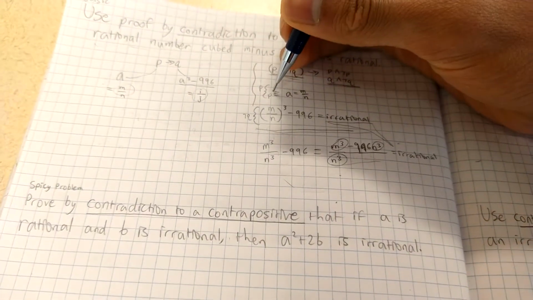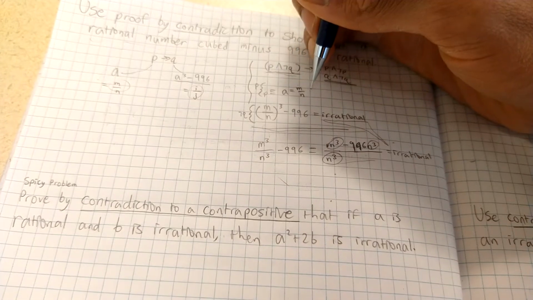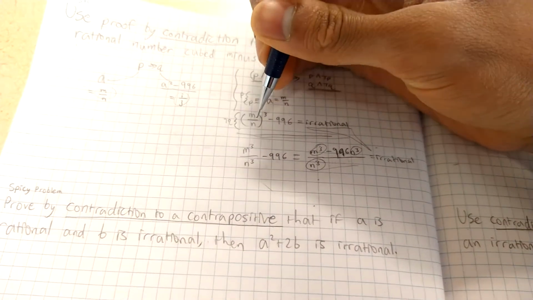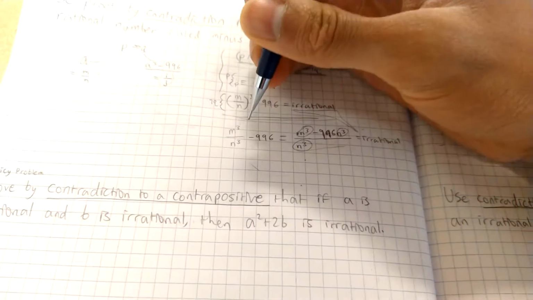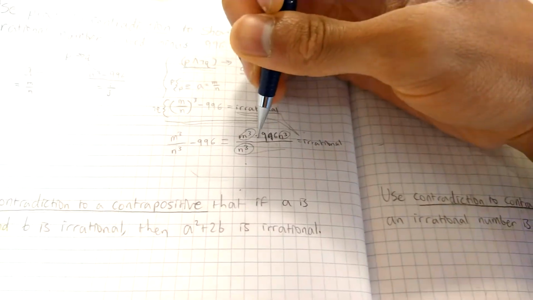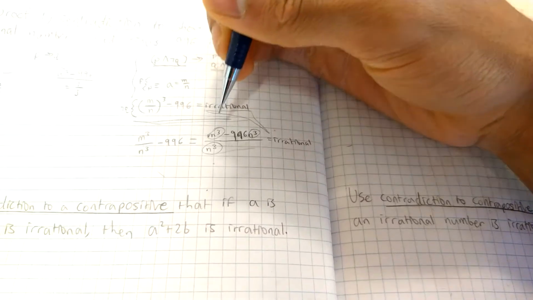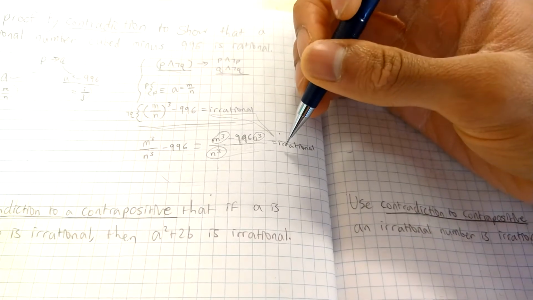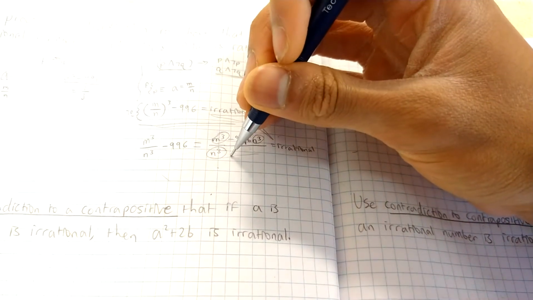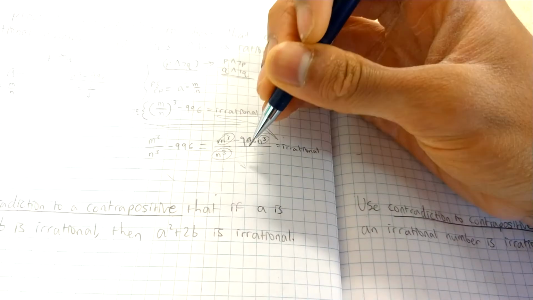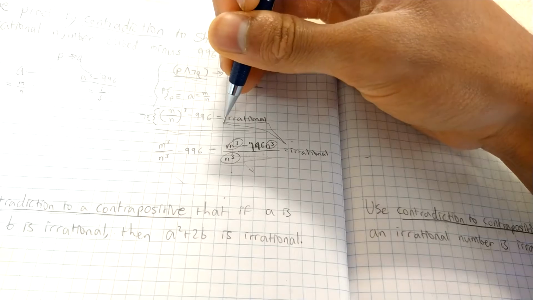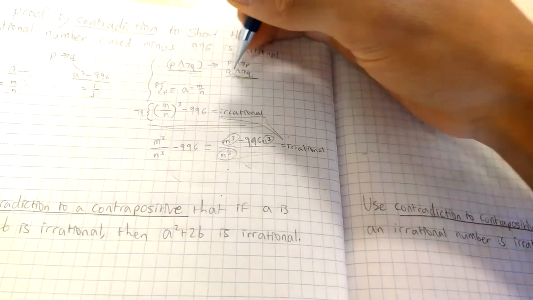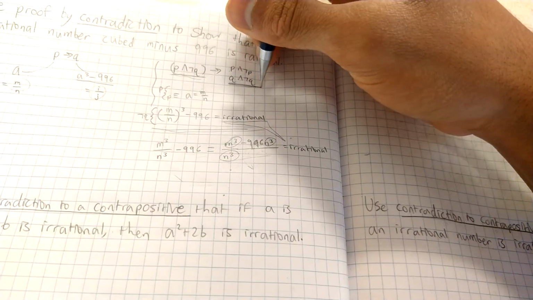So our statement P is that A equals m over n, and our statement not Q is that m over n cubed minus 996 is irrational. Then we would solve it out and arrive at this fraction, and in reality this fraction is actually rational. But when we try to assert not Q, we were trying to assert that it's irrational, so we just led to a conclusion of Q and not Q.